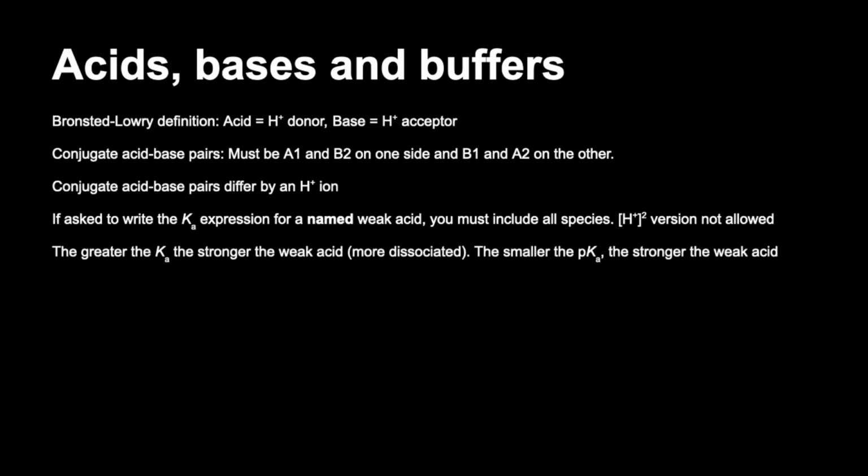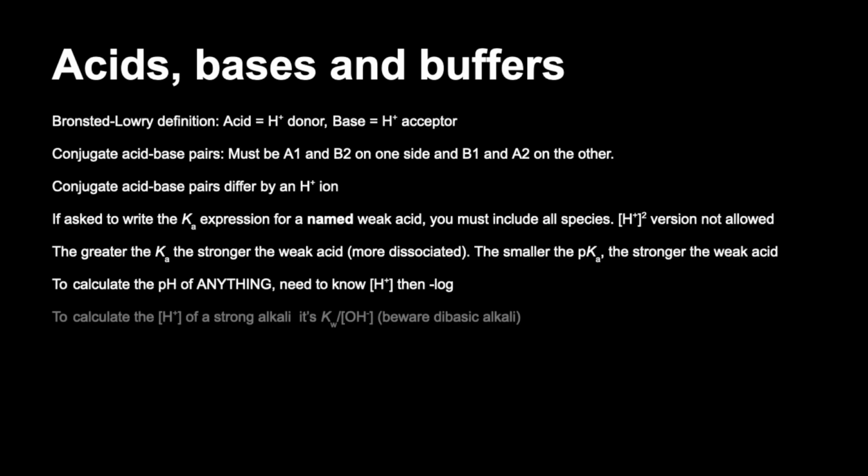What does Ka mean? Well, it's a measure of the amount of dissociation. So the greater the Ka value for a weak acid, the stronger it is, the more dissociated it is. And in terms of pKa, the smaller the pKa, the stronger the weak acid. To calculate the pH of anything, you need to know the hydrogen ion concentration, and then once you've got that, you do minus log. To calculate the H plus concentration of a strong alkali, we need to use the Kw expression. So that rearranges to H plus concentration equals Kw divided by the hydroxide ion concentration.